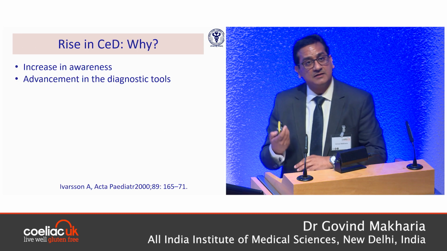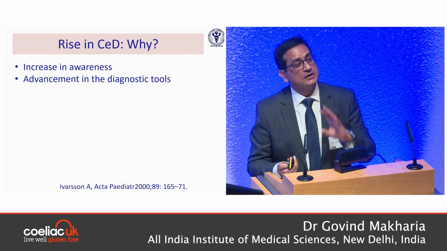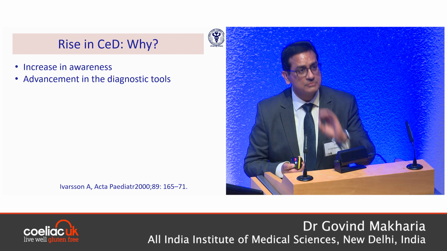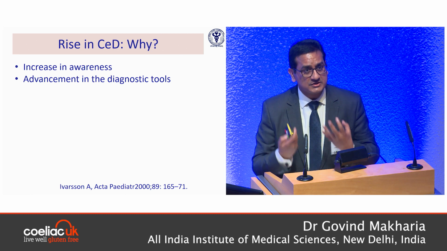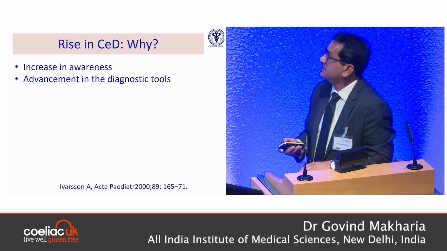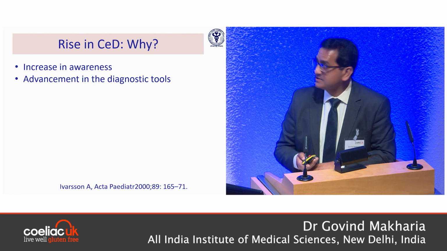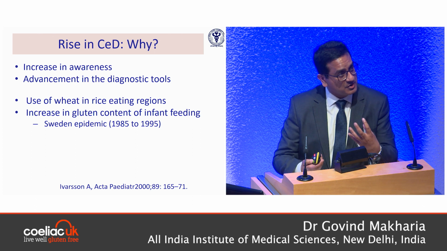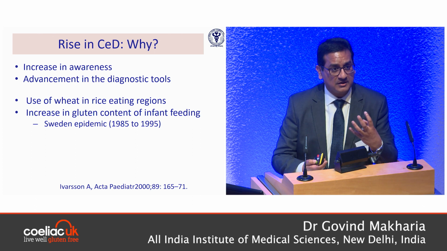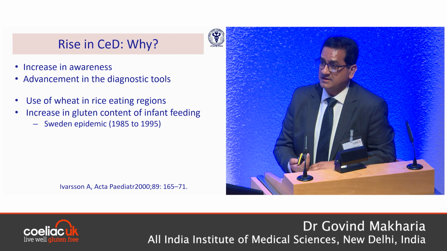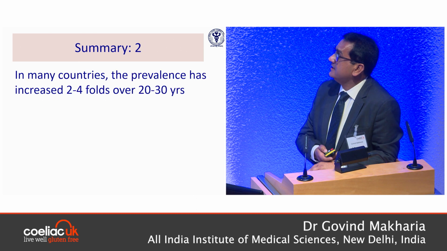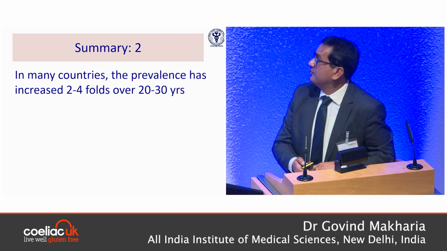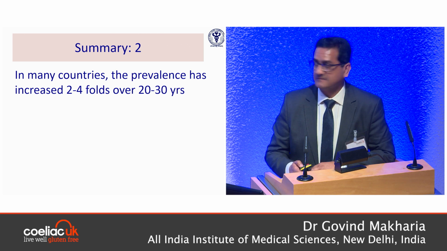So why is there a rise in the prevalence of celiac disease? To my mind, the most important factor is awareness about this disease around the world. And this is probably what led to the recognition of celiac disease in many countries and many continents. Certainly there was advancement in diagnostic tools. There have been countries or continents where rice is the predominant food, but now wheat is being introduced in their diet. So summary two: in many countries, the prevalence of celiac disease has increased 2 to 4 folds over the last 2 to 3 decades.